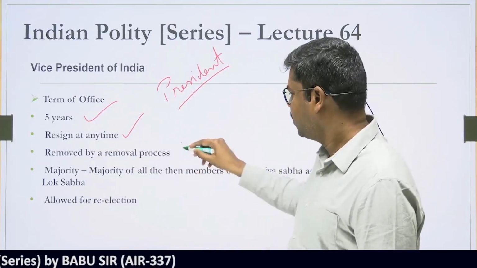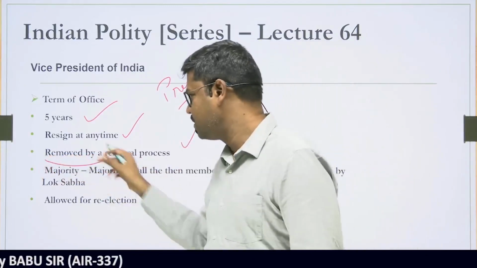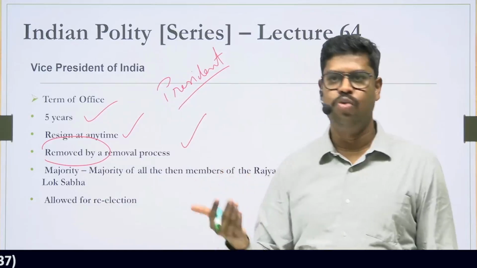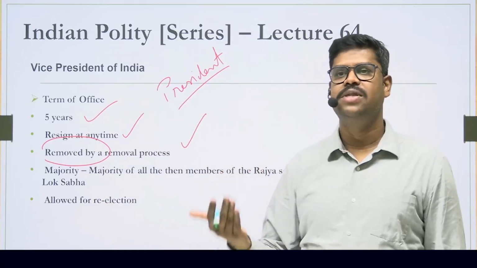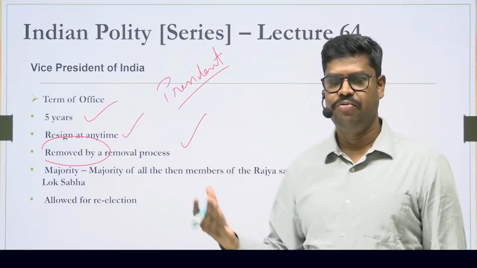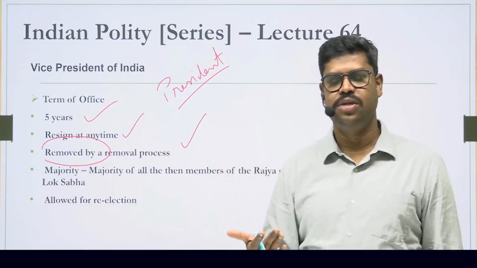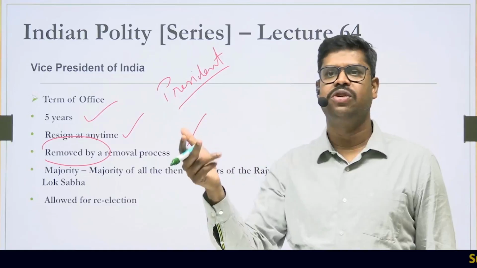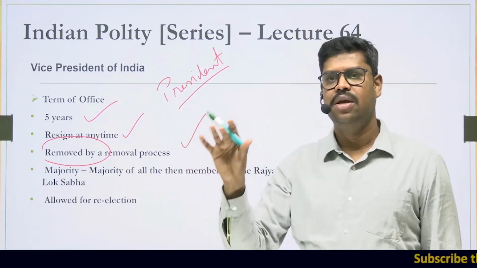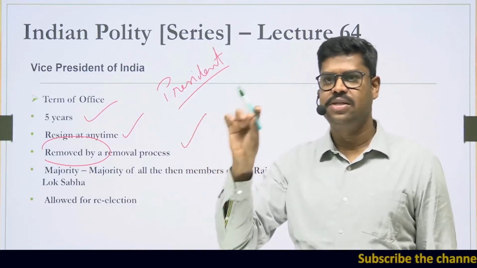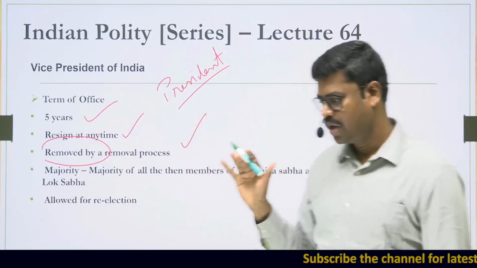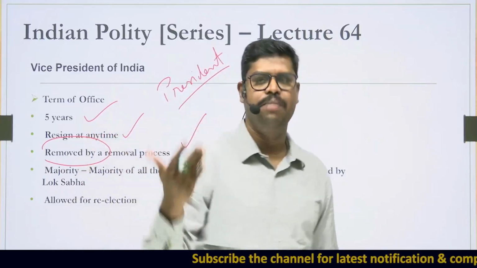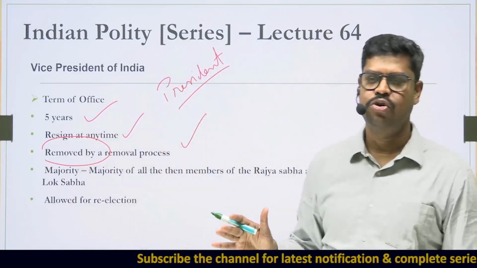And apart from that, there is also a process by which the vice president can be removed from his office. The word that is used in the constitution is removal. In case of the president, the word that is used is impeachment. But for the vice president, the word that is used is removed. Can the vice president be removed from his office before the completion of his tenure of 5 years? Yes. Normally the tenure is 5 years from the day he assumes the office. But if the vice president is to be removed, he can be removed. There's a process that is given in the constitution.